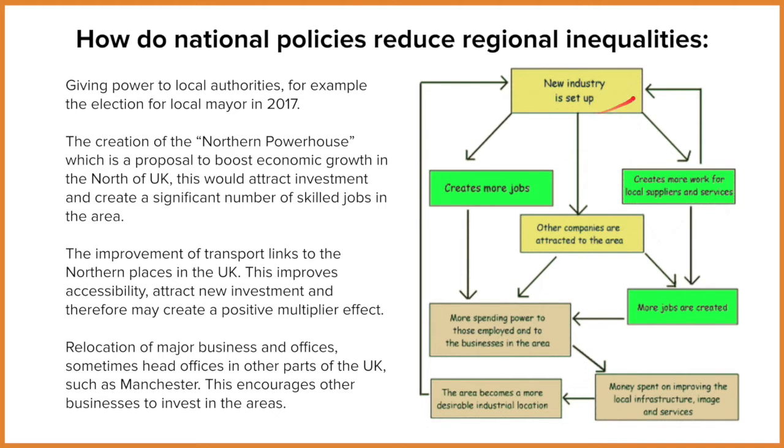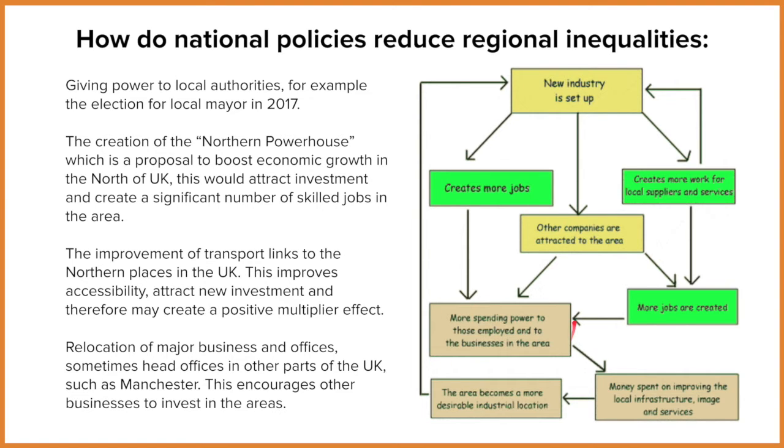So we've got the idea that this investment is encouraged, or the government has set up a new industry within a deprived area. That industry is going to create more jobs for the local people in that area. That means that they're earning a wage, which means that they're more likely to have some disposable income. We refer to this as spending power.